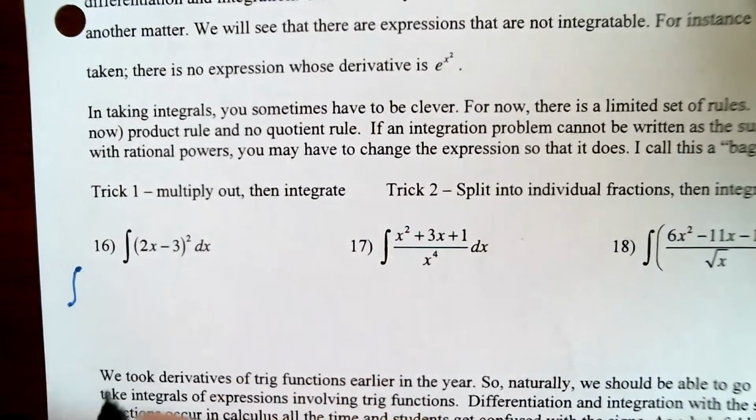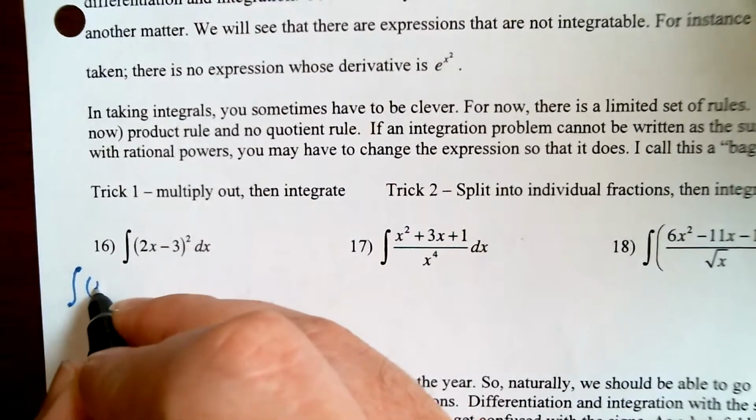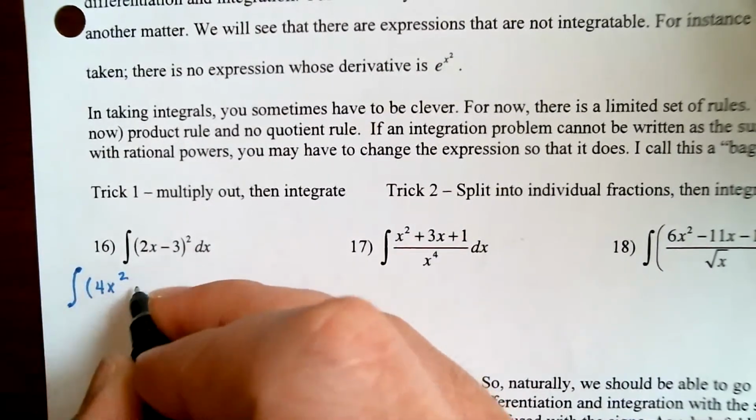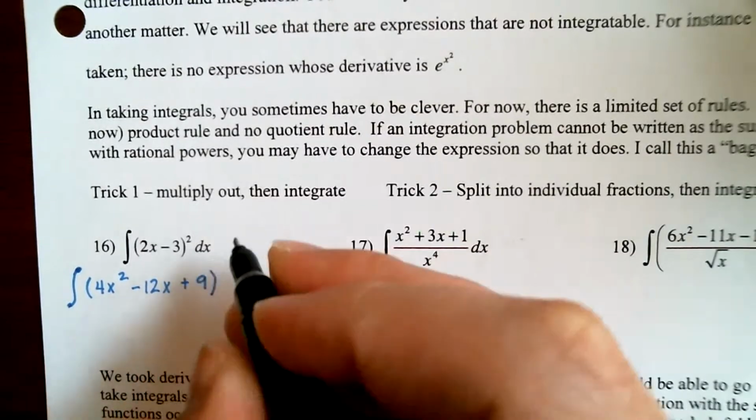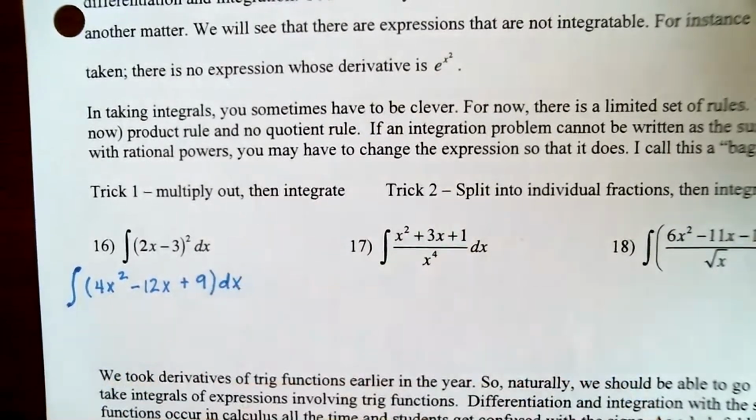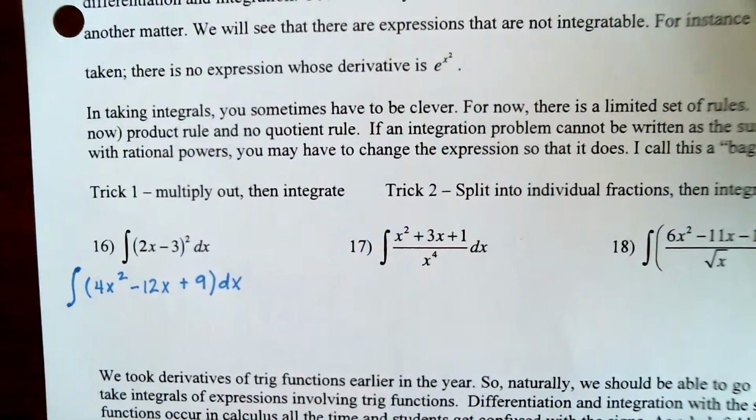Okay, so 4x squared minus 12x plus 9 dx. Obviously we knew the power rule in our instance right here would give us that if we were taking the derivative. But here, obviously, there's no kind of rule for it. So we just multiply everything out and then take the derivative. Or excuse me, we integrate.